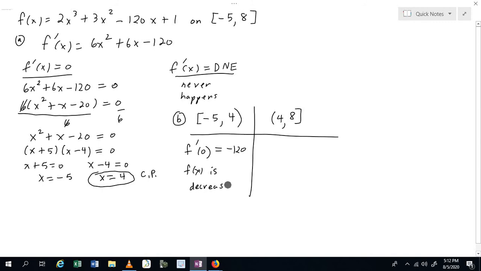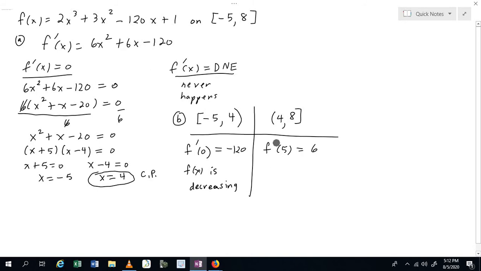So we know the function is decreasing in this interval because the first derivative is negative in this interval. Now let's pick a test point in this other interval, like 5 would work. Again, plug that into the first derivative, and let's see what you get.